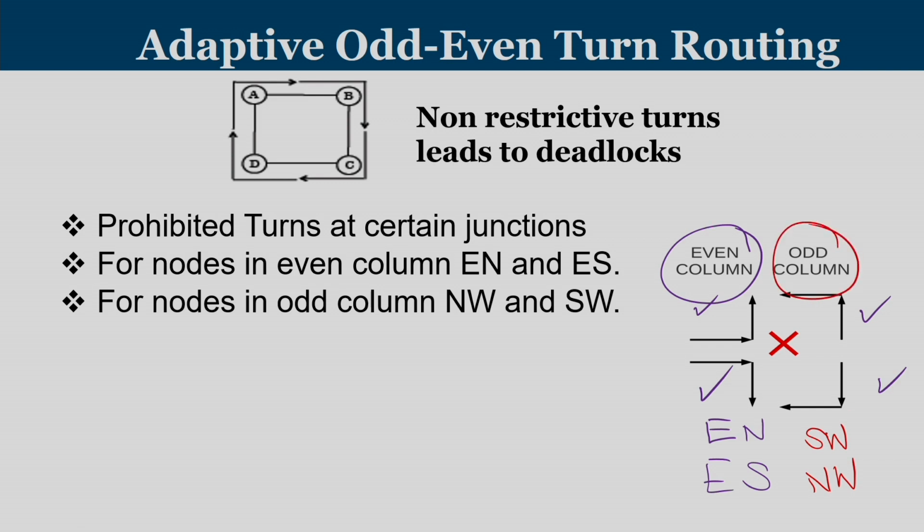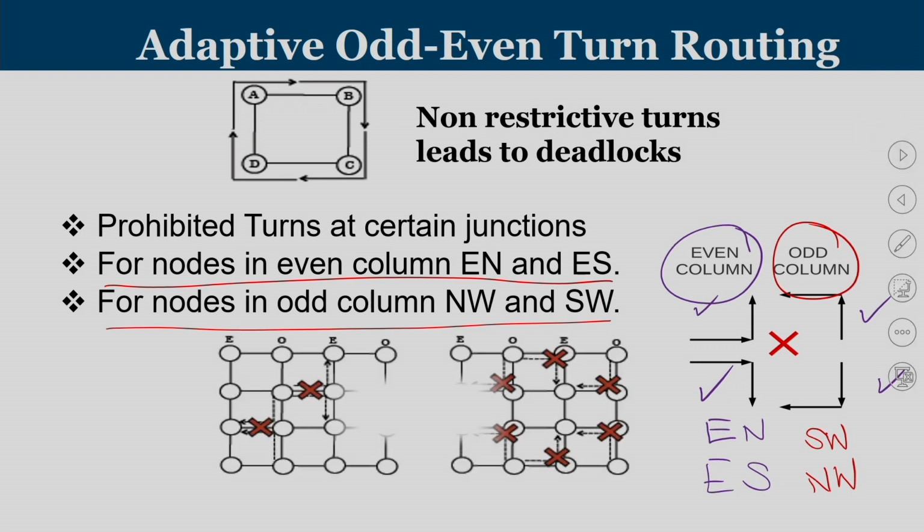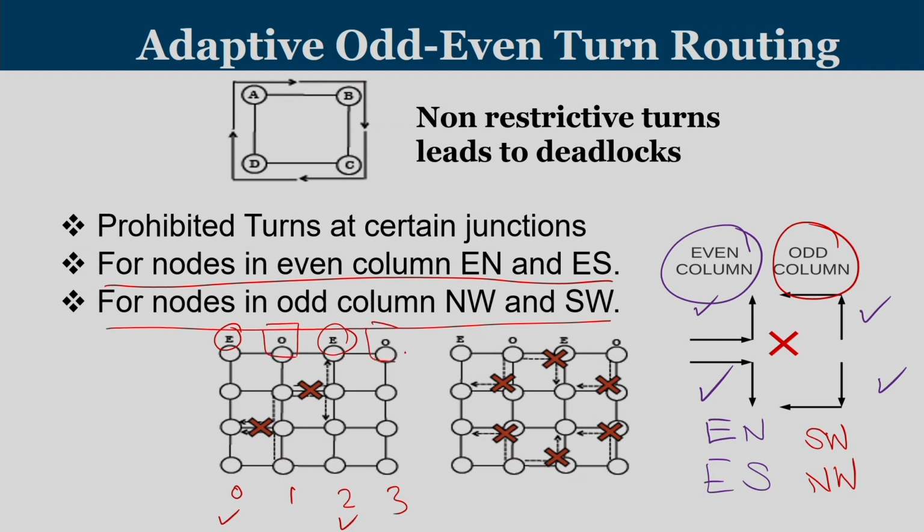So, for nodes in even columns, east-north and east-south are prohibited. For nodes in odd columns, north-west and south-west are prohibited. This is exactly how it works. Consider a 4 by 4 mesh where the column numbers are 0, 1, 2 and 3. So, 0 and 2 are even columns, 1 and 3 are odd columns. In even columns these turns are prohibited, in odd columns these turns are prohibited.